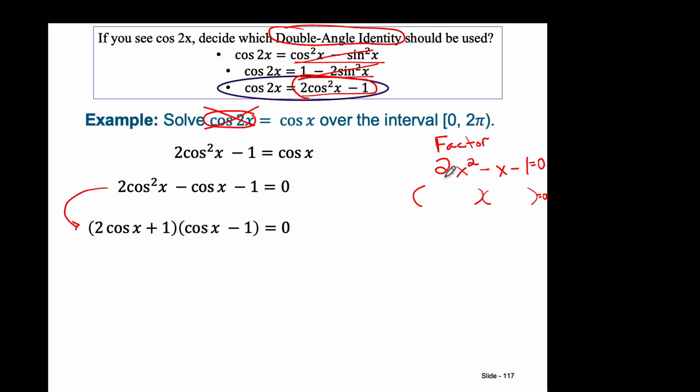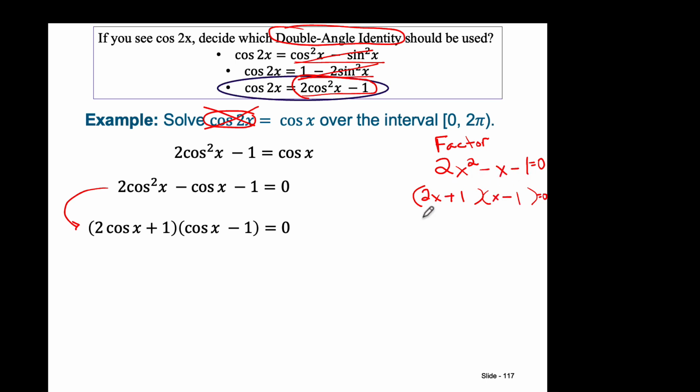And those 2 binomials would be 2x and 1x. We need to make our last terms multiply to -1. We would need a positive 1 right here and a negative 1 right here. This is the factored form of this trinomial.